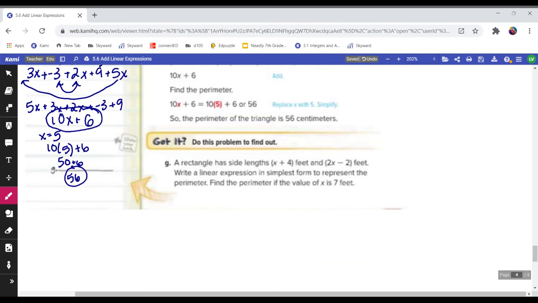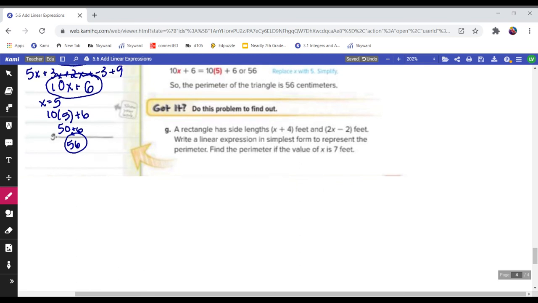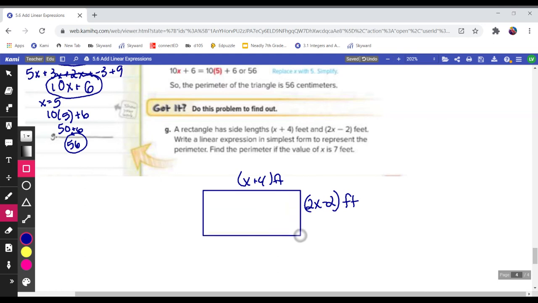Let's now do letter G. A rectangle has side lengths of x plus 4 and 2x minus 2. I drew a little diagram. I'm actually going to use the little tools that they have here to create that rectangle. So write a linear expression in simplest form to represent the perimeter. Find the perimeter if the value of x is 7 feet.